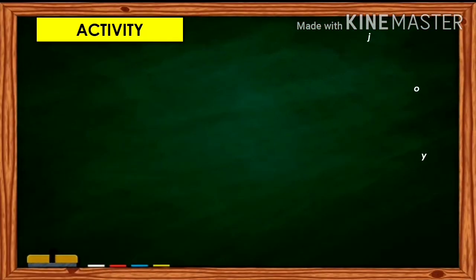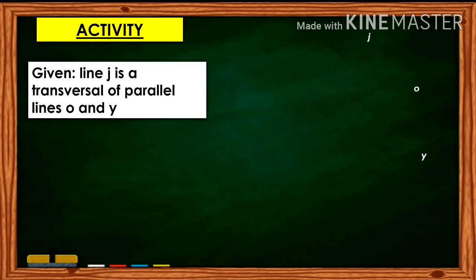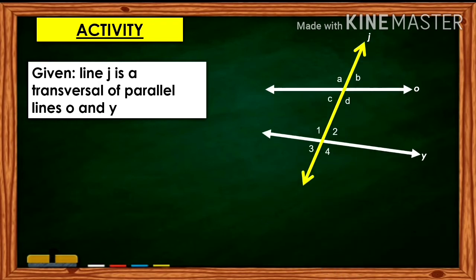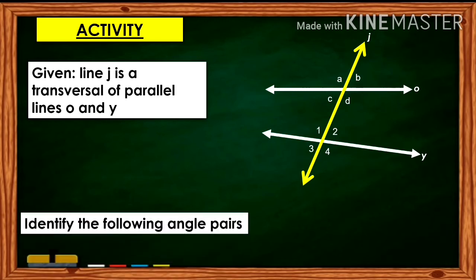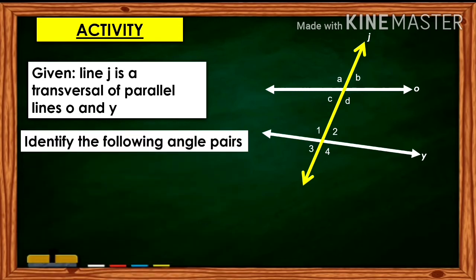So let's have an activity. So given line J is a transversal of parallel lines O and Y. So here is the illustration. So we have the following angles formed: angle A, B, C, D, and angles 1, 2, 3, and 4. So let us identify the following angle pairs.